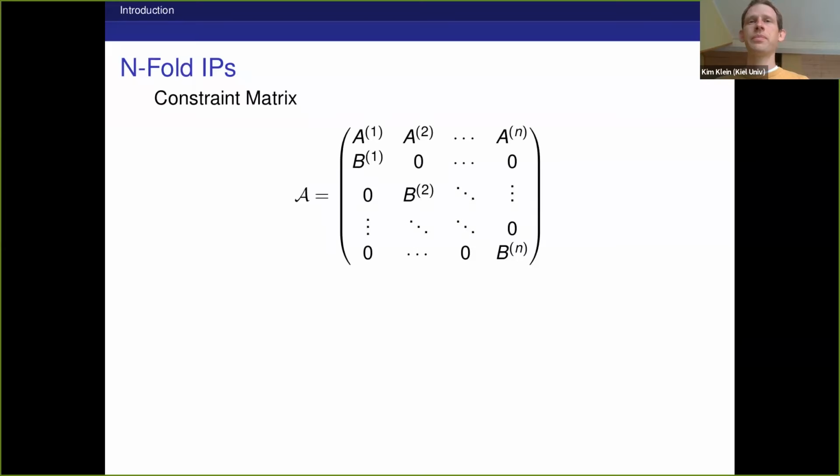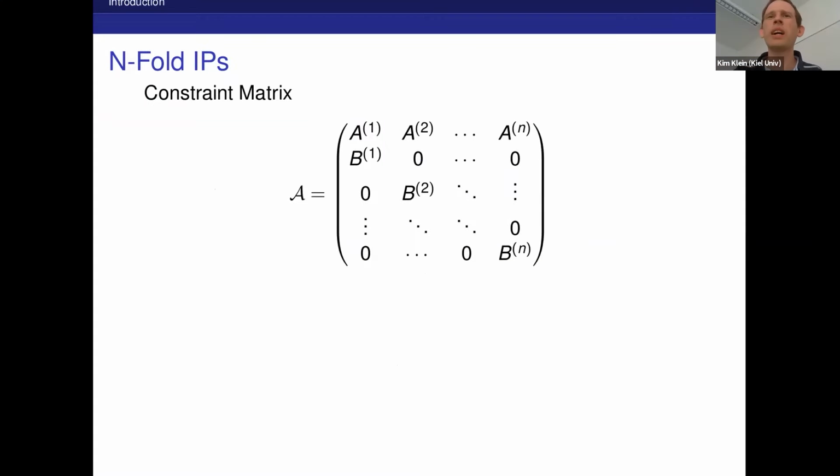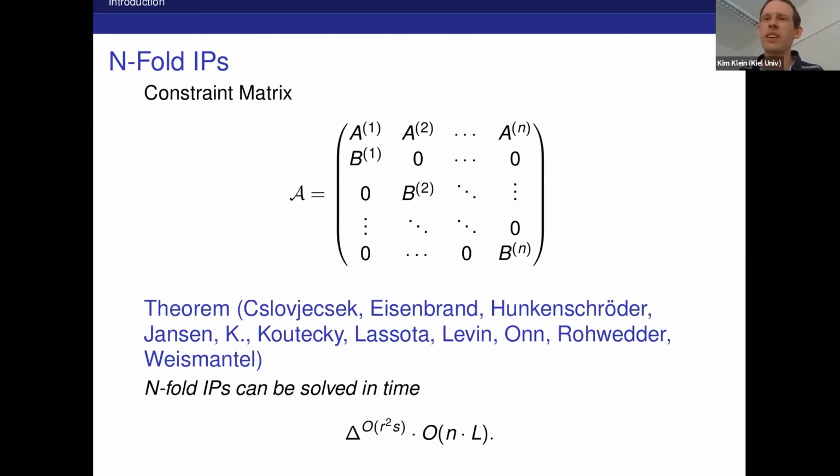Kind of the strange thing is, there's a very related class of IPs, which are called n-fold IPs. You may have heard of those. They are very similar because the constraint matrix is just the transposed matrix. And over the last few years, there have been several papers, and I just mentioned all the authors that took part in that research. It was quite a few, and the best known running time that we know for n-folds is delta to the order of r squared times s.